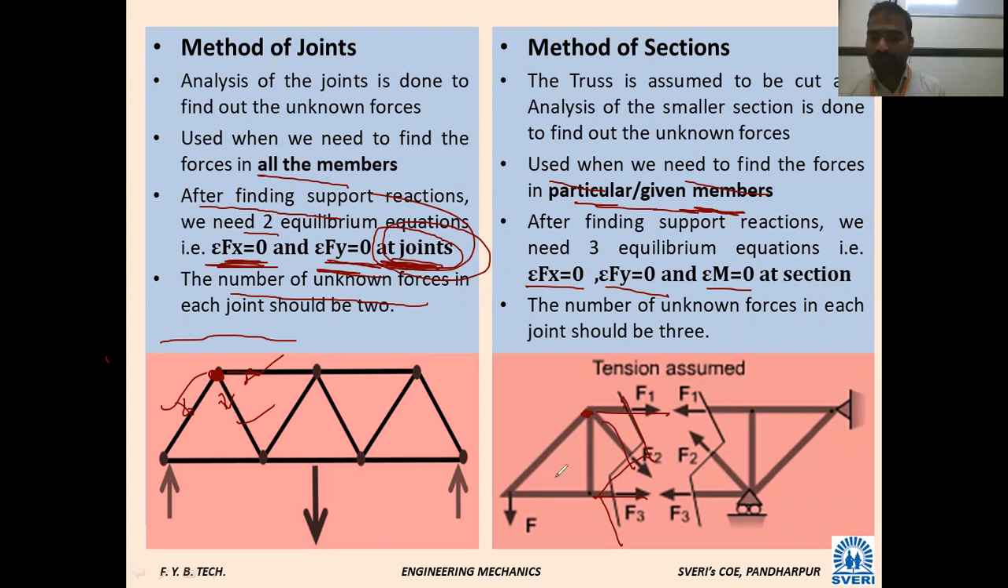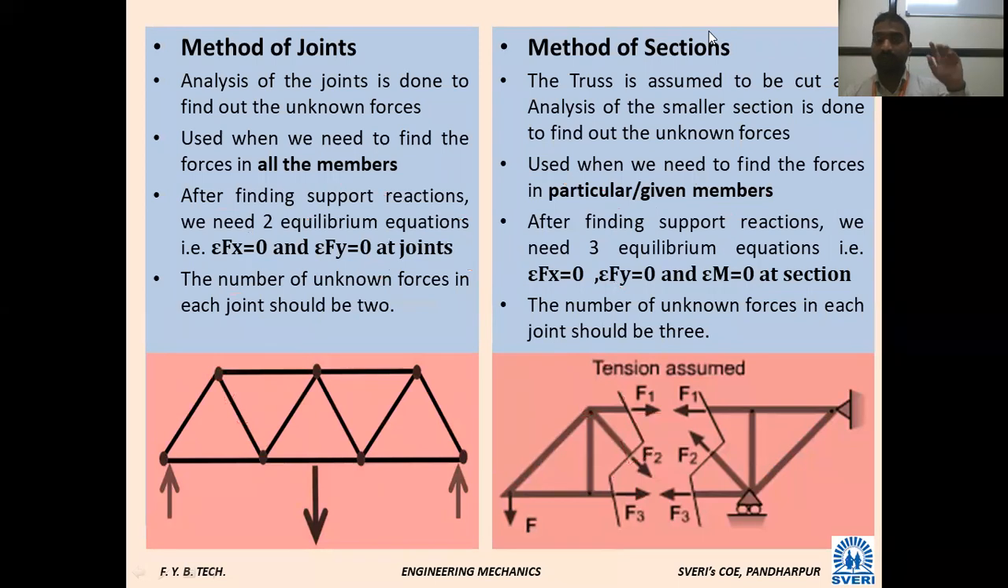In the case of the method of sections, the number of unknown forces should be 3, because there are 3 equilibrium equations, so you can find 3 unknown members. Is it clear, everyone? Yes, sir. When you have to find all the members' forces, at that time you will prefer the method of joints.